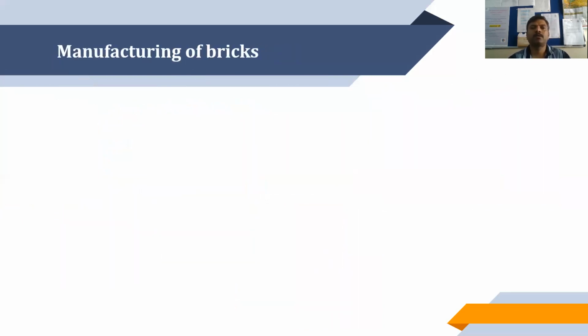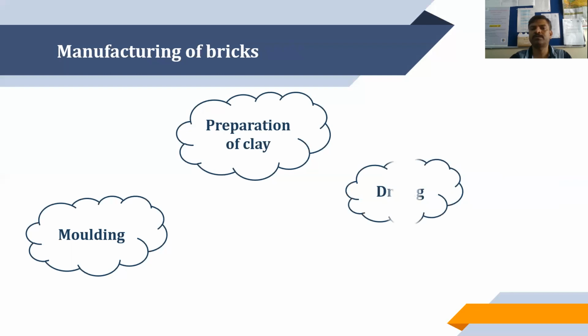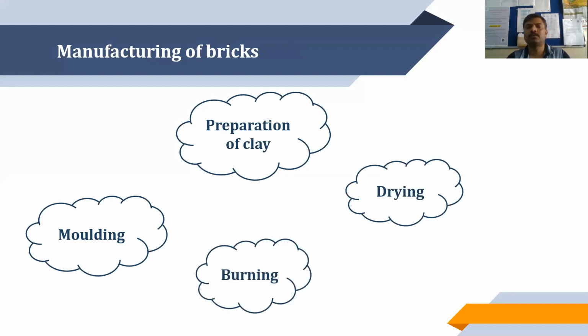Now the next topic is manufacturing of brick: how the bricks are manufactured, and what processes are involved. There are four steps involved in the manufacturing of brick. The first one is the preparation of clay. The second one is the molding. The third one is the drying. And the last is burning.